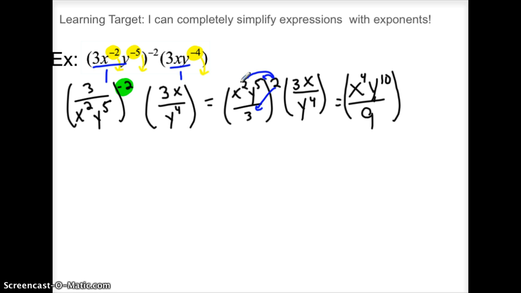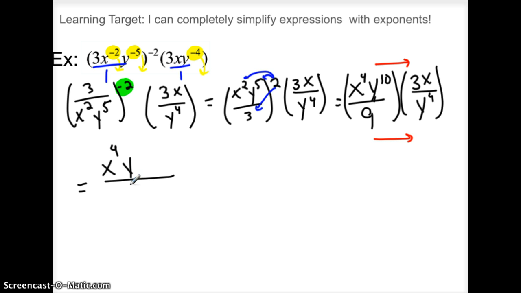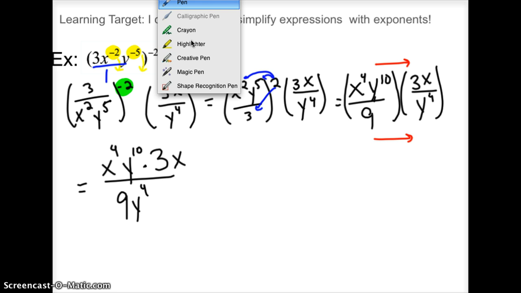Now, normally we drop the parentheses after we do that, but I'm multiplying it by another fraction, so I guess I'll keep them in there for now. All I'm going to do, though, is just multiply across the top and across the bottom, because that's how we multiply fractions. So we're just going to write this guy as one big fraction. So it would be x to the 4th, y to the 10th, times 3 and another x on the bottom, 9y to the 4th.